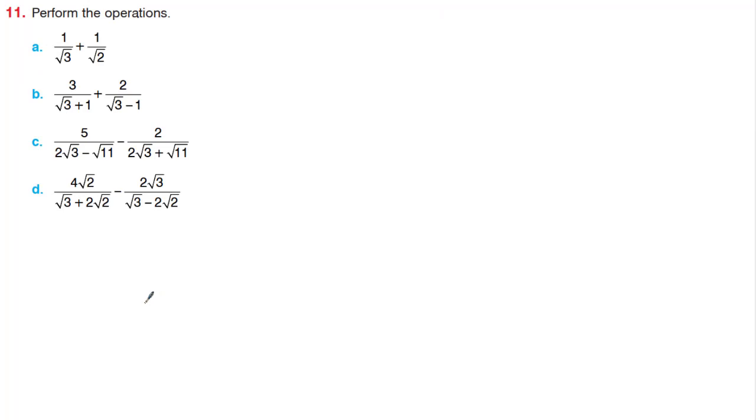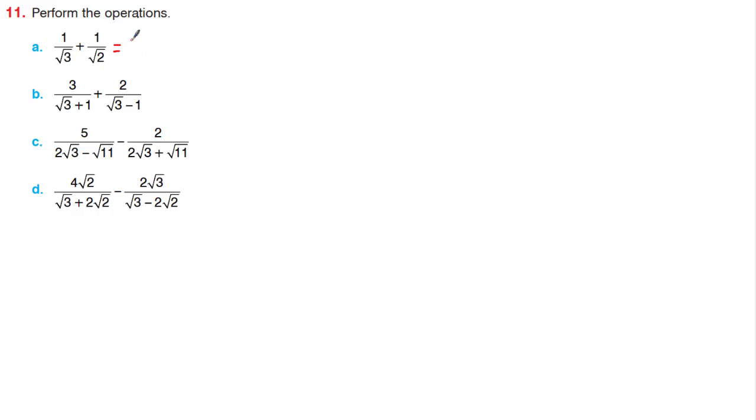Next, some similar exercises to the previous ones. Now we have to add these numbers. There are two different ways we can approach it. One way being first adding these fractions, and second is first rationalizing these fractions.